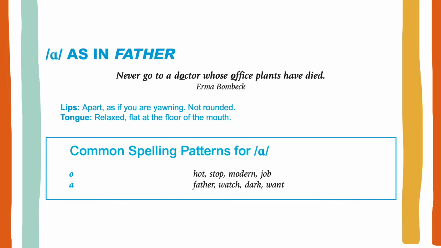The tongue is relaxed and flat at the bottom of the mouth. The common spelling patterns for this sound are O as in hot, stop, modern, and job, and A as in father, watch, dark, and want.